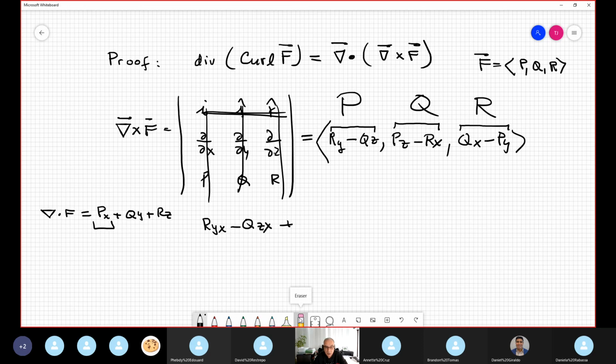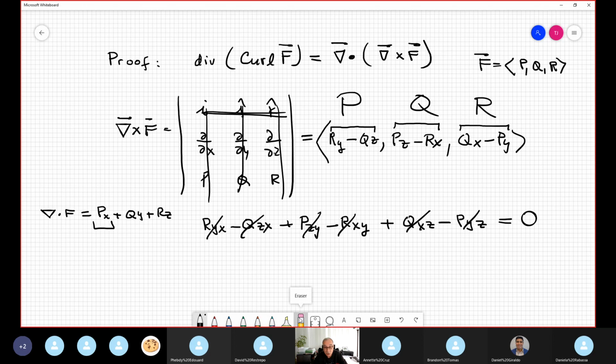Plus P z y minus R x y. Plus the derivative of R with respect to z is Q x z minus P y z. Wow, look at that. This cancels with this. This cancels with this. And this cancels with this, because the order of differentiation is not important. And the answer is 0.